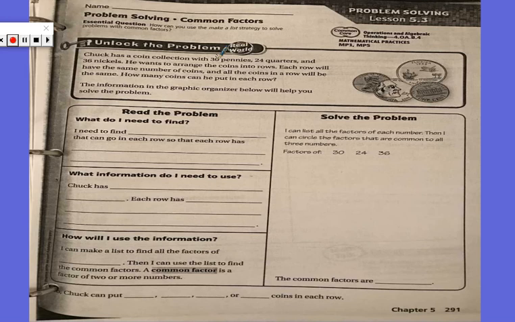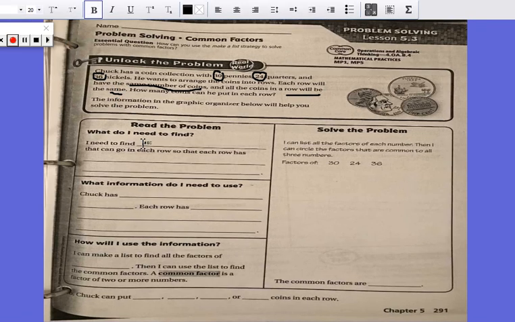Alright, so first of all, I'm just going to go ahead and circle any of the information that I think is important. Okay, and then into rows. Each row has to have the same number of coins, and the coins in the row will be the same. Alright, so let's come down here. What do I need to find?